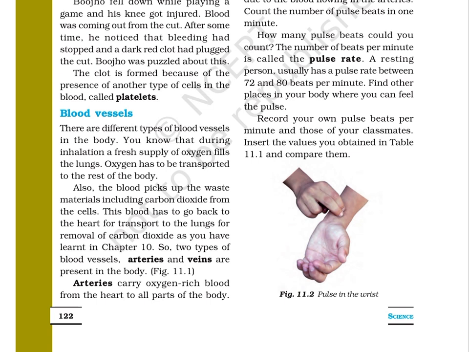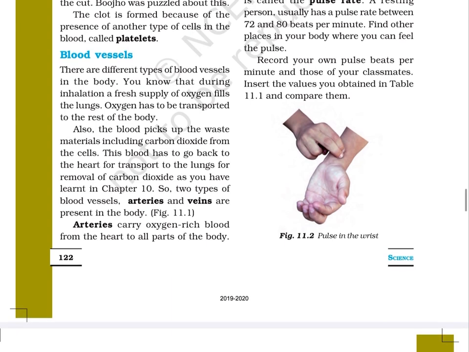Find other places in your body where you can feel the pulse. Record your own pulse beats per minute and those of your classmates. Insert the values you obtained in table 11.1 and compare them. Figure 11.2. Pulse in the wrist. Here we can observe someone measuring their pulse rate by putting two fingers on one hand.